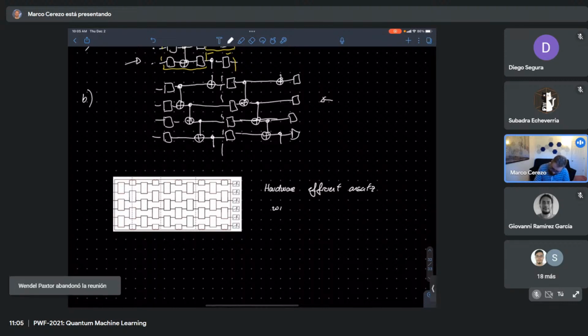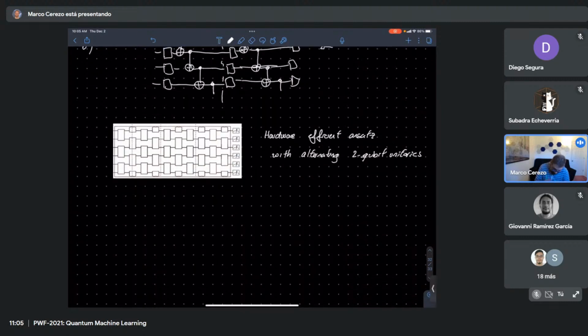With alternating two-qubit unitaries, right? And why am I saying this? I'm just saying this because now the question arises, so who is this two-qubit gate that we're doing? From a previous example, we know that this is a rotation of one of the qubits, then a CNOT, and then I have something that looks like this. But maybe this is not the most general two-qubit gate, right?